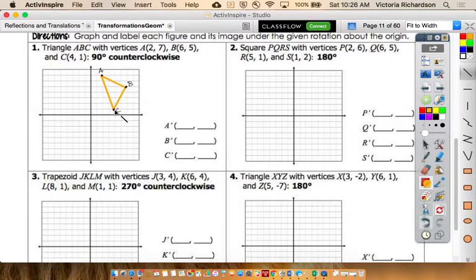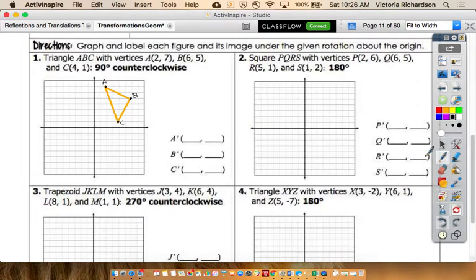And we have our first triangle. So we're going to do a 90-degree counterclockwise rotation. So that means I'm going to rotate to the left. So I'm going to rotate one move from the first quadrant into the second quadrant. So when I do 90-degree counterclockwise, remember I'm changing my x and y to negative y and x.